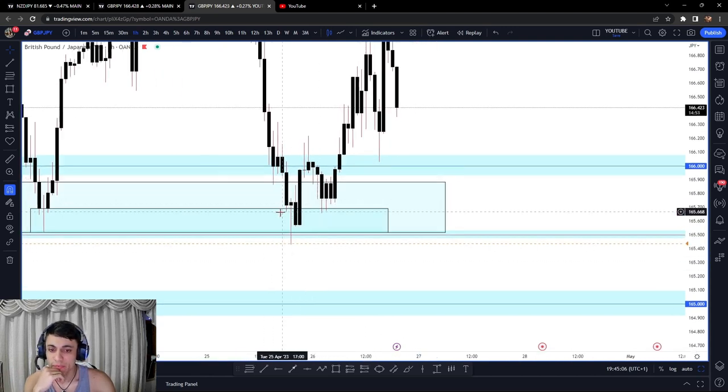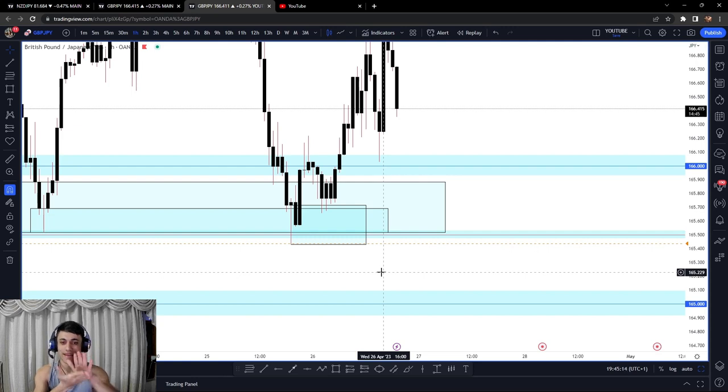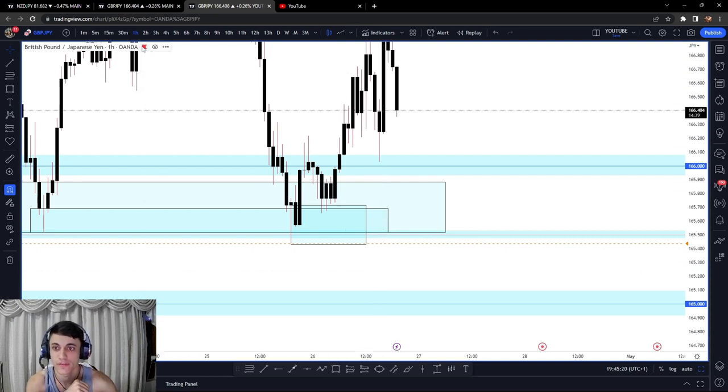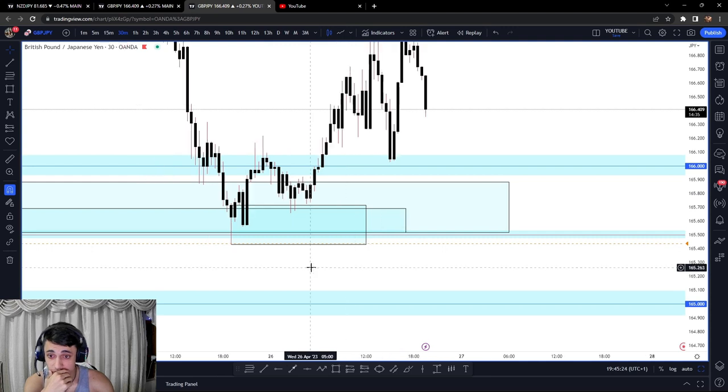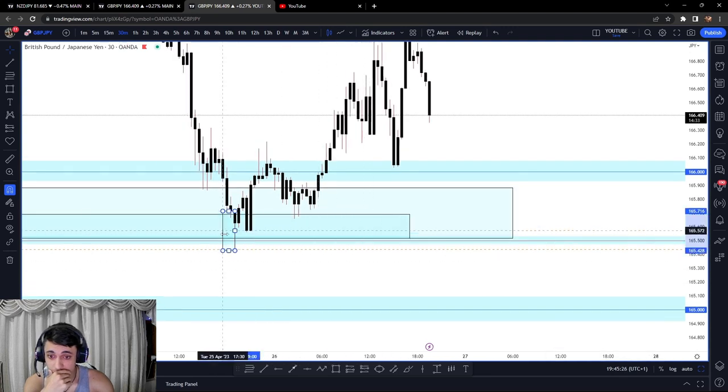Now let's say you miss this area, right? There's another zone area inside of it. You see how it's layers now? It goes from the 4 hour, refine it to a 1 hour, then refine it to 30 minutes if you'd like. So let's go on the 30 minutes time frame and see how that looks. You would have had this little wick area here. Boom, market came back into that area and then started flying.